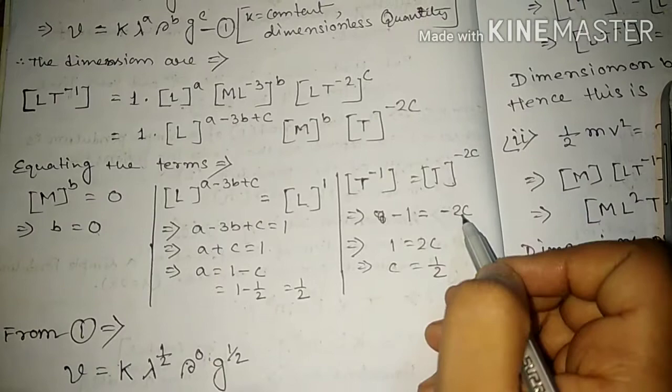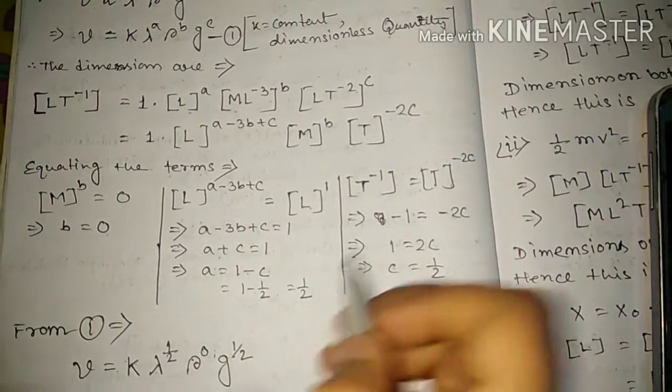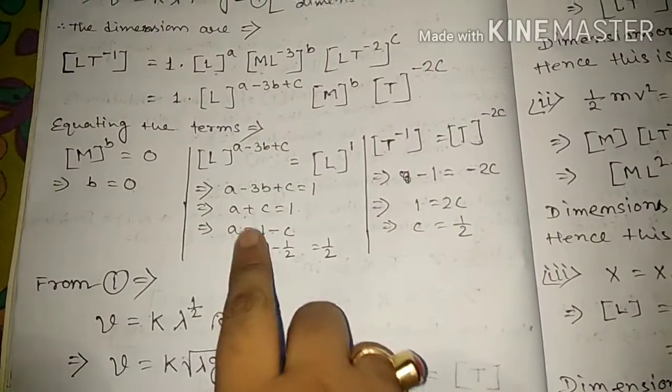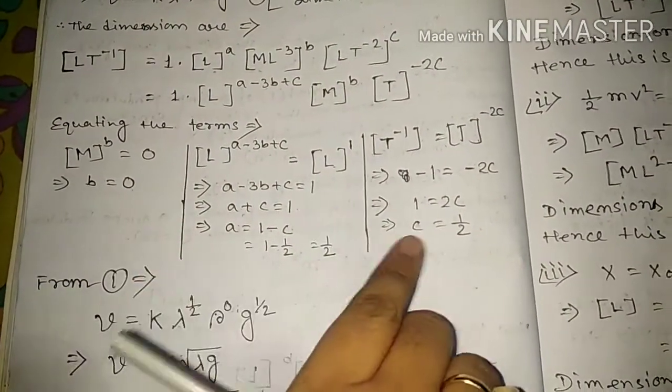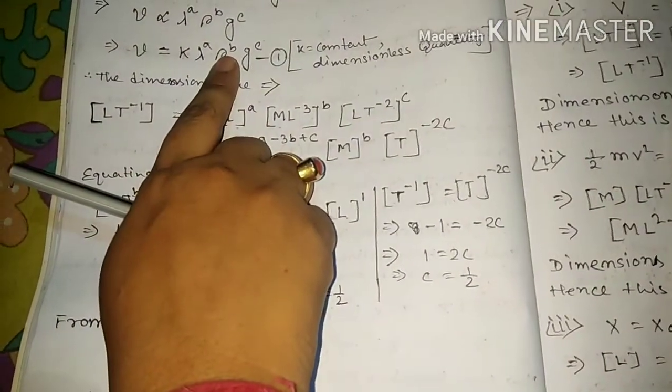Minus 2c equals minus 1, or c equals half. We put it here, so we get the value of a equals half. Now here we get a equals half, b equals 0, and c equals half. We put these values in equation 1.